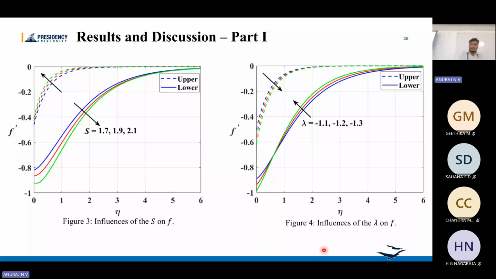Similarly, for the shrinking parameter lambda, we can easily observe and also predict this. In the physical state, when shrinking happens, the flow is inward. Inward means it is opposite to the flow direction, and opposite to the flow direction means the flow will always decrease. When the shrinking parameter increases, the flow decreases. That is what we can see in the upper solution, it is decreasing.